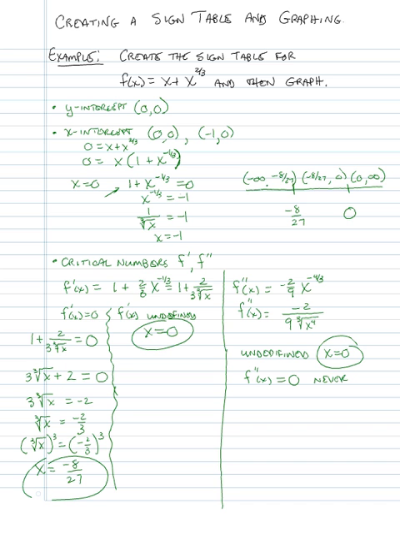So this sets up how many rows we're going to need. We need a row for the first interval, a row for this critical number, a row for the second interval, a row for this critical number, and a row for this last interval. So we need a total of 5 rows in our table. Now let me draw the table so that we can fill it in, and then we'll use that to make a graph of the function.